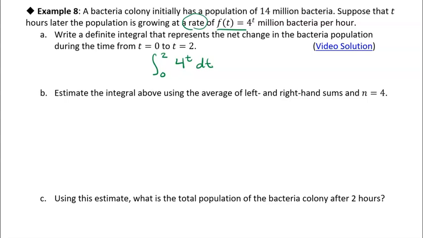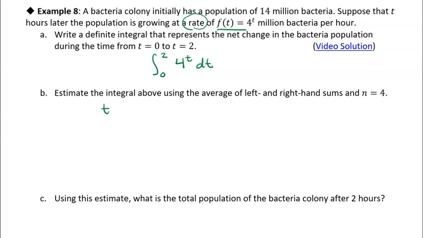Now, the next question is asking us to estimate this integral using left and right hand sums, and n equals 4. Okay, so n equals 4, we're going to take the interval from 0 to 2 and break it into 4 equal parts. Okay, so now, if you remember in example 1, we actually put that in a table. And so let's do that.